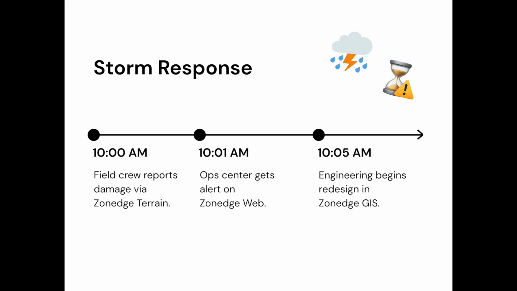At 10 o'clock in the morning, a field tech finds some damage. They snap a few geotagged photos using the Terrain app on their phone. Just 1 minute later, at 10:01, that exact alert with the photos pops up for the team in the operations center using the web app. And by 10:05, just 5 minutes after the damage was found, your engineering team is already inside Zonedge GIS, redesigning the fix using live data straight from the field. No emails, no phone calls, no delays.